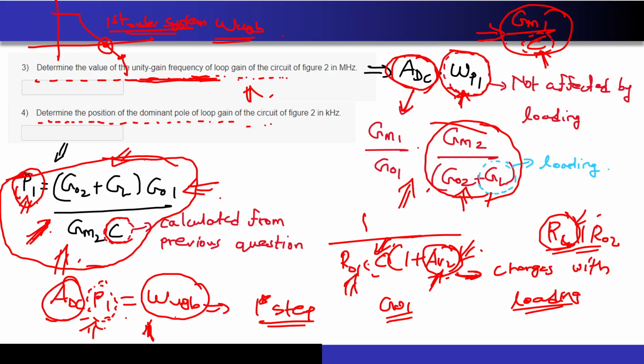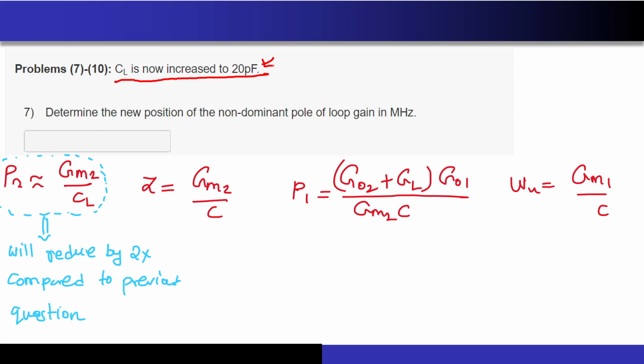Okay, once this is clear, the next question they are asking is, the CL is now increased to 20 picofarad. The initial value was 10 picofarad. Now they are making it 20 picofarad. So now they are asking us to determine the new position of the non-dominant pole of the loop gain.